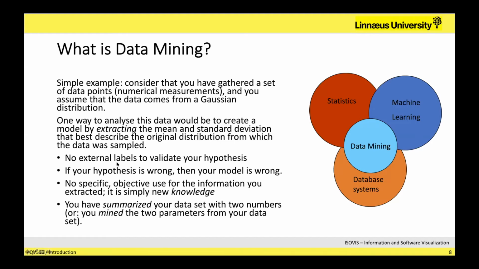That's just one very simple example. And it's interesting to understand that we don't have a specific objective use for the information that we extract. It's just some new knowledge that we got, and then we're going to use this to do something later. But it's not something that gives you a very clear-cut thing, like this is a dog and this is a cat, like what happens with a classifier, for example.